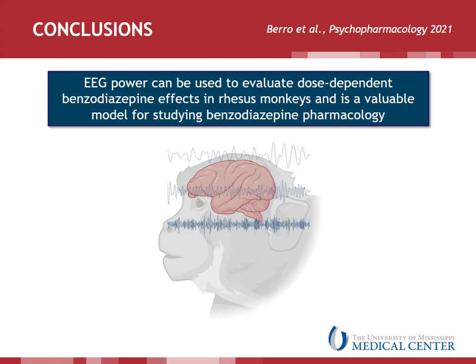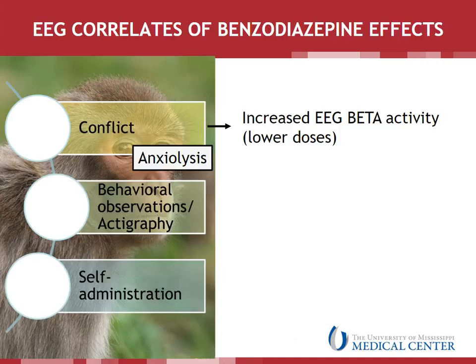Overall, we were able to show that EEG power can be used to evaluate dose-dependent benzodiazepine effects in rhesus monkeys and is a valuable model for studying benzodiazepine pharmacology. Regarding the EEG correlates of the behavioral effects of benzodiazepines, increased EEG beta activity in central brain regions is expected at lower doses and can be proposed as a marker for the anxiety-reducing effects of benzodiazepines, which would be in agreement with our conflict studies.